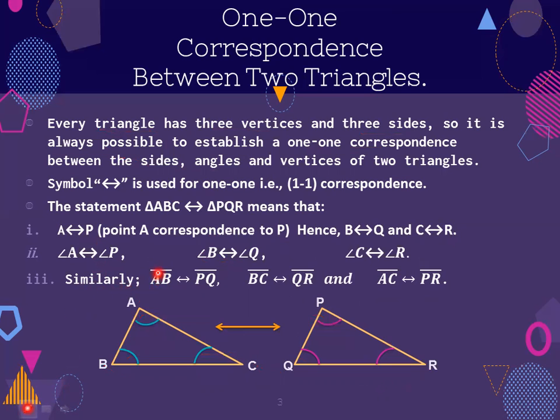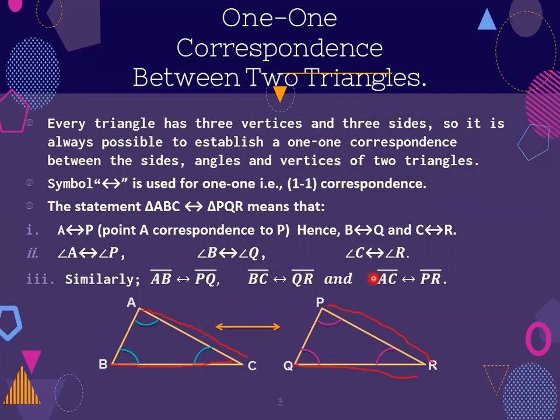Similarly, side AB, line segment AB. The corresponding side of AB will be this PQ. So AB will be corresponding to PQ. Similarly, the corresponding side of BC will be QR, and the corresponding side of AC will be PR. So one-to-one correspondence means every triangle has three angles, three sides and three vertices, so it is always possible to establish a one-to-one correspondence between the triangles.